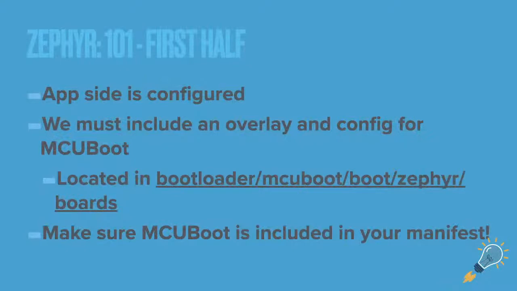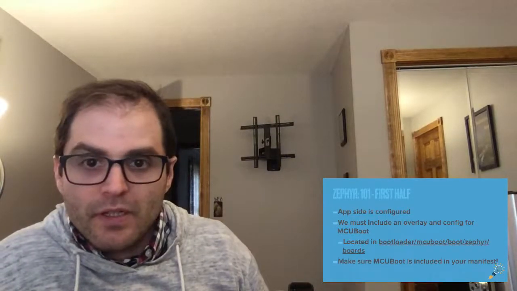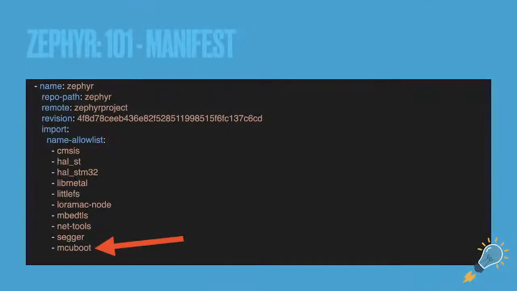One thing you will have to do, if you're using vanilla Zephyr, is make sure that you include MCUBoot in there, or else you won't be able to build any MCUBoot things. I'll show you the overlay and what needs to be added. So here's a vanilla Zephyr definition in the West manifest. You can see at the bottom there, you just have to make sure MCUBoot is added, and that will pull it into the bootloader/mcuboot folder.